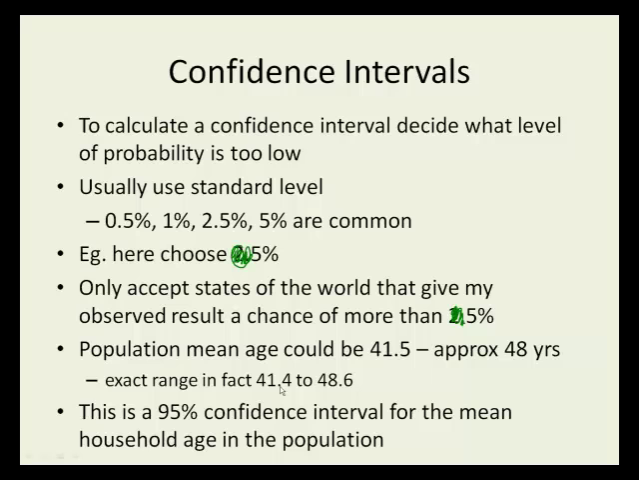That's doing it by trial and error. The exact range we got was 41.4 to 48.6. So if the population mean actually is outside of there, then the chance of finding an observation as far away as I did is below 5%, so I won't accept it. But anything inside there, the chance of finding what I did is more than 5%. So I call this a 95% confidence interval, because there's 95% confidence within that range for the mean household age in the population.